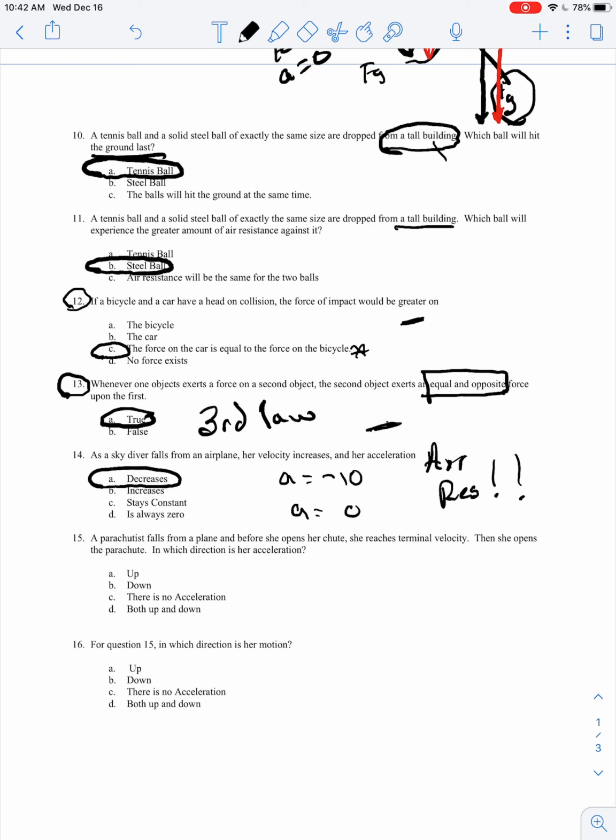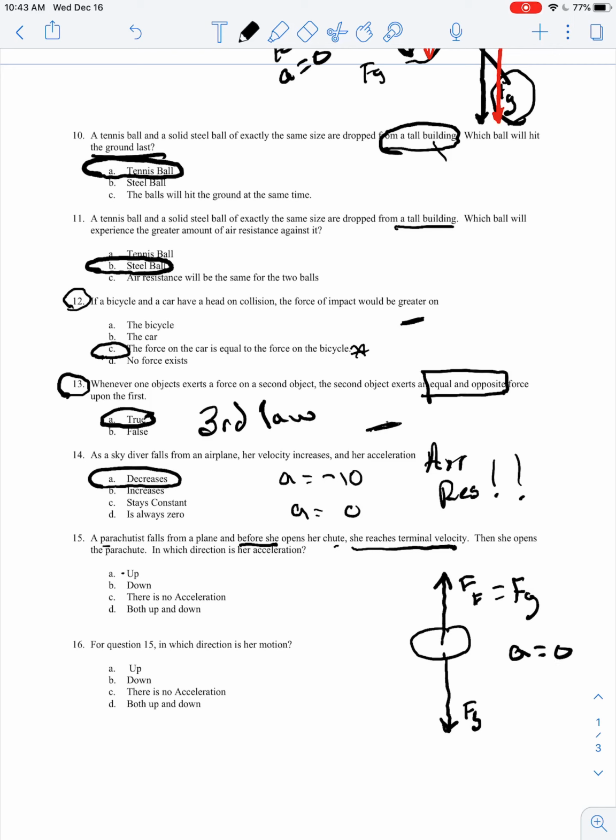A parachutist falls from a plane, and before she opens her parachute, she reaches terminal velocity. Then she opens the parachute. Okay, so here she is. There's her weight. There's her air resistance because she's at terminal velocity, so F_f equals F_g. And the acceleration is 0. She's not speeding up anymore. Okay, she's going pretty fast.